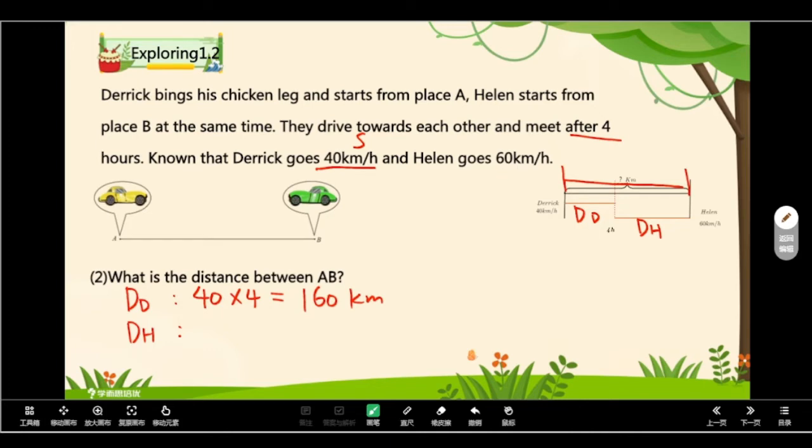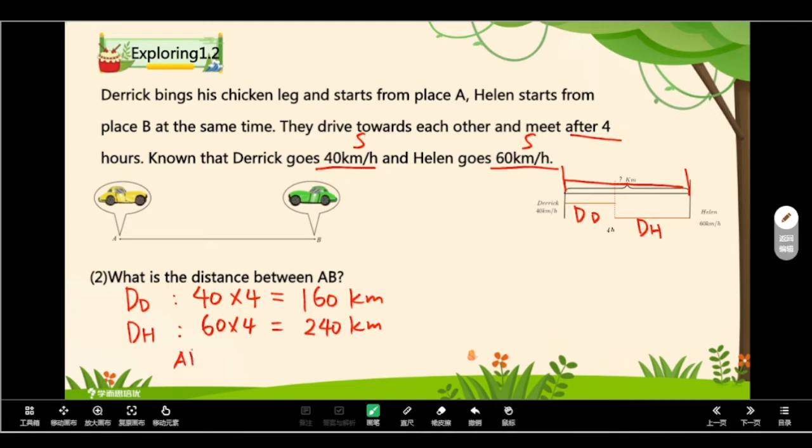Her speed is 60 km per hour and her time is also 4 hours. So what is her distance? Yes, 240 km. And how about the distance between A and B?